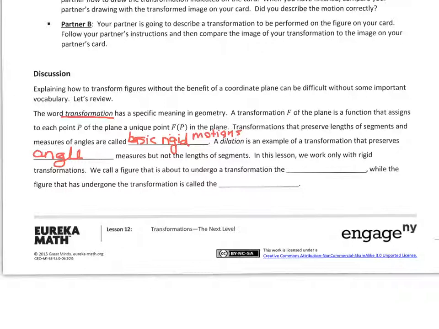We call a figure that is about to undergo a transformation the pre-image. So the pre-image is what we're going to start with. When we're all done, what we now have is the image. After we do our rigid motions or our transformations, when we're all done, that's the image. What we start with is the pre-image, and it makes sense: pre meaning before.